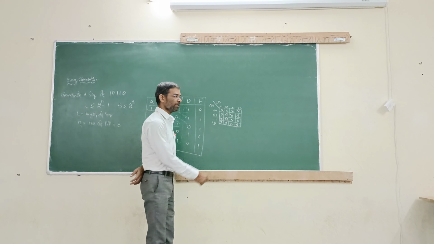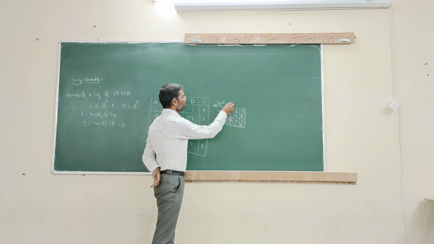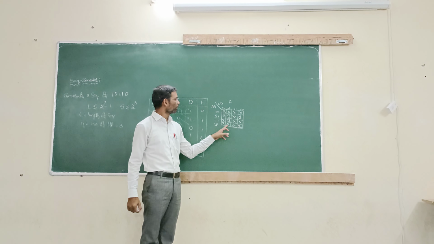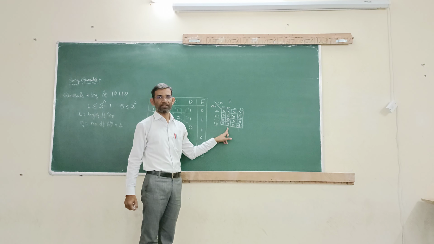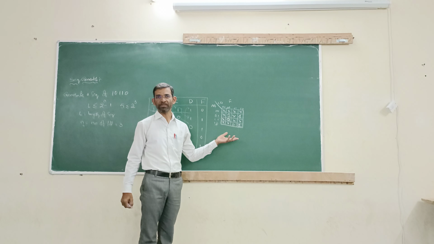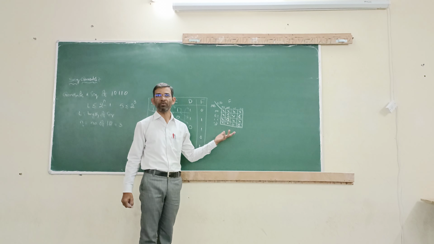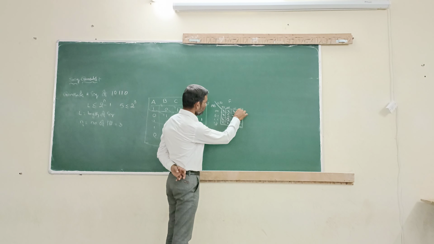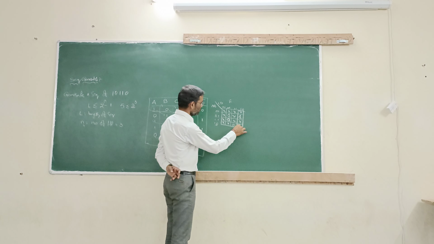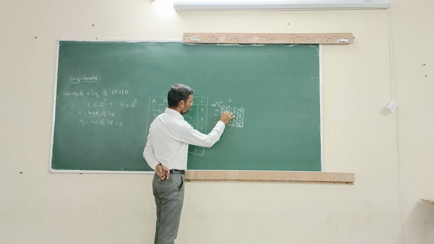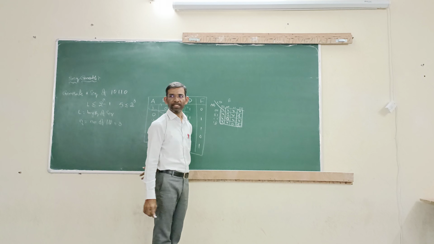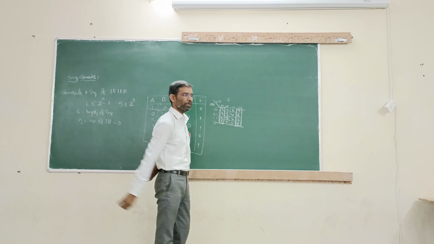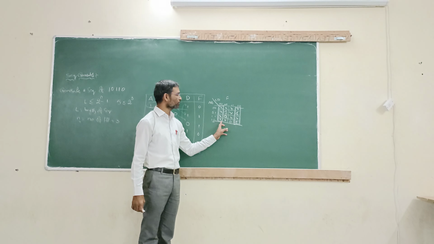Next, in order to minimize and solve the expression for F, we have to follow the K-map rules. First, we have to look for quads. If a quad is not possible, next we go to pairs. See here, can we make these 4 cells and these 4 cells one octet? See here, these 4 cells and these 4 cells form a quad plus quad, which is nothing but an octet.